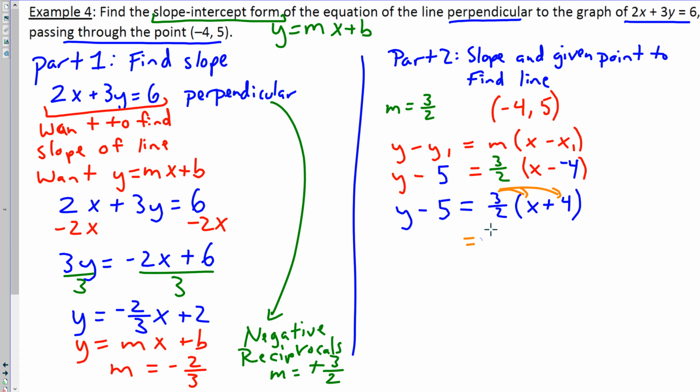So I'm going to go ahead and distribute my 3/2 to start. So this would be 3/2 x plus 3/2 times 4, that's 12/2 or 6. And then I need y by itself. I can't have that minus 5 out there. So I'm going to go ahead and add the 5. And we get y equals 3/2 x, 6 plus 5 is 11. So that's the format they asked for, so that's our final answer.